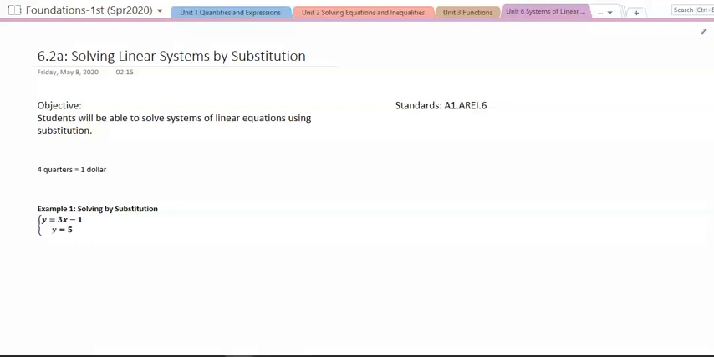Hey there, we're going to look at 6.2 today on solving linear systems by substitution.